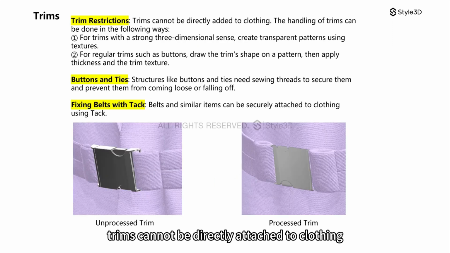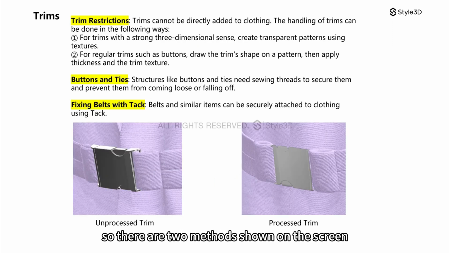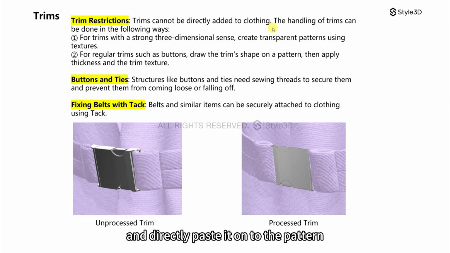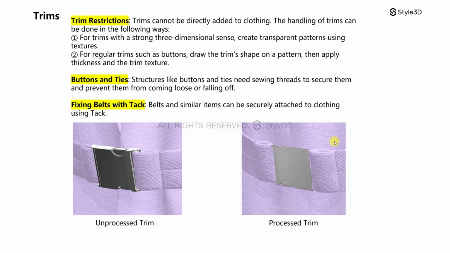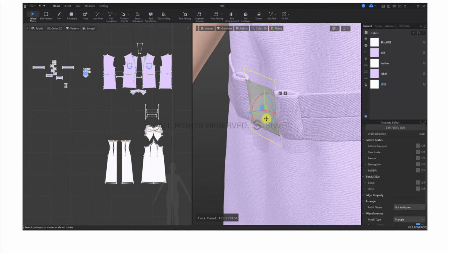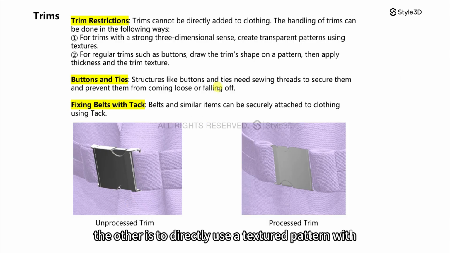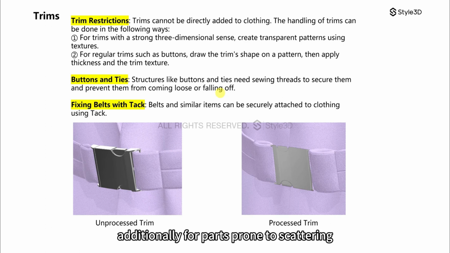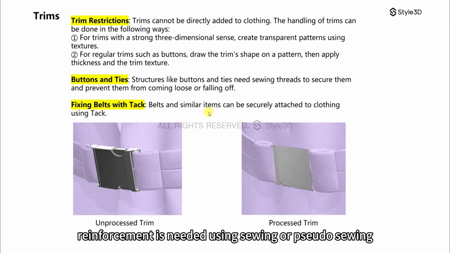Trims cannot be directly attached to clothing, so there are two methods shown on the screen for handling trims. One is to convert the attachment into a transparent texture and directly paste it onto the pattern, as shown in the image. The other is to directly use a textured pattern with thickness for simple attachments like buttons. Additionally, for parts prone to scattering, reinforcement is needed using sewing or pseudo-sewing.